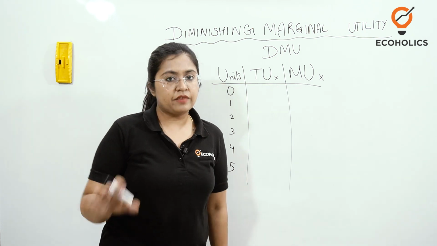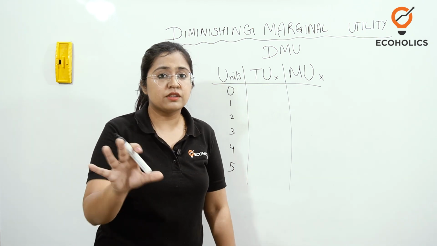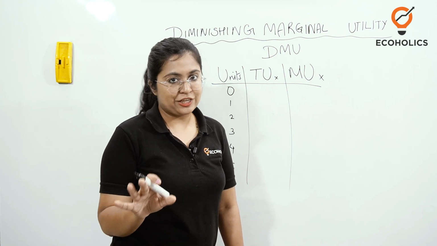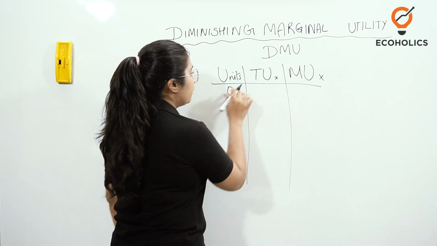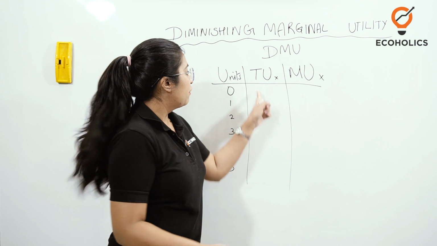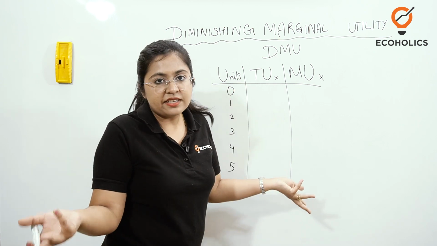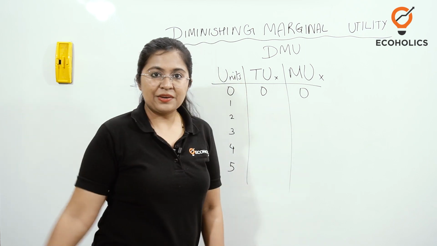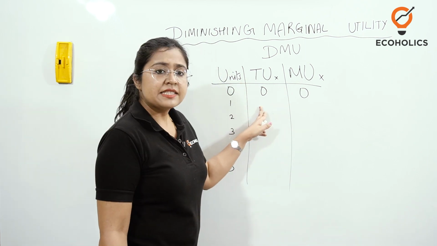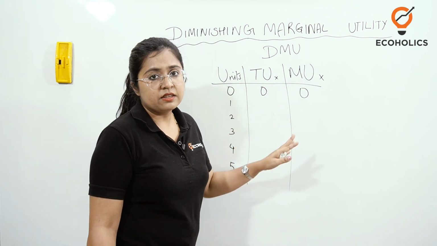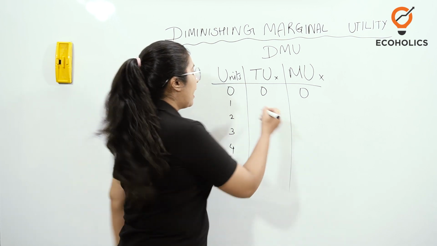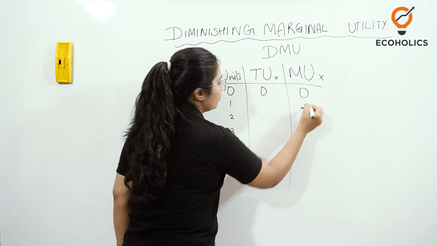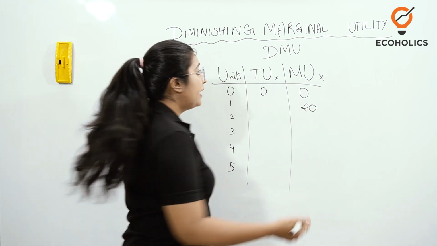Starting from 0 to 5, you have 5 units of a certain commodity, consuming which you are going to gain some satisfaction. The utility gained from having 0 units obviously is nothing, so you will write 0 over here. Then let's say after consuming a certain commodity, the utility you gain is 20. 20 what?